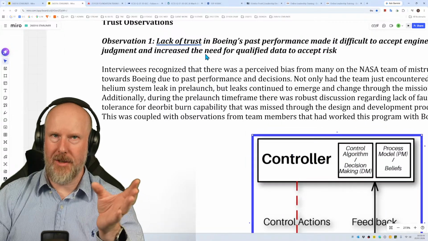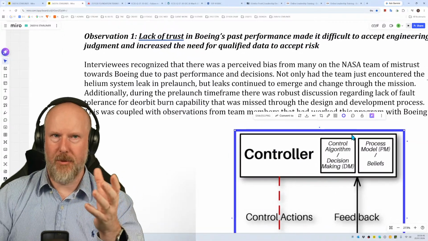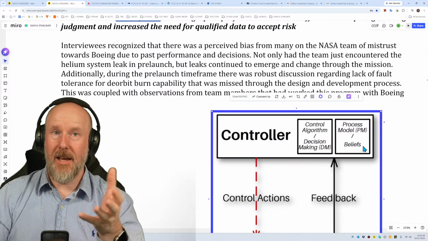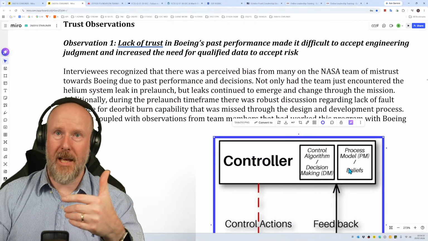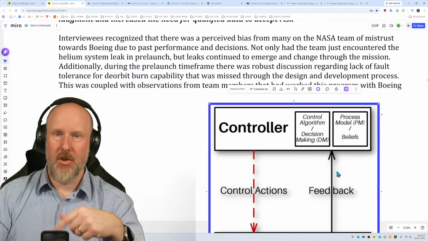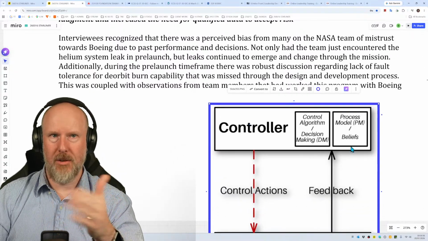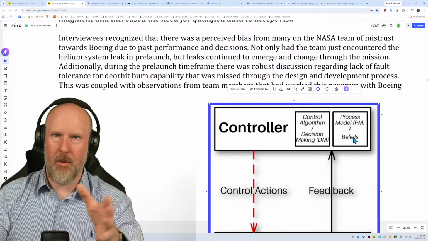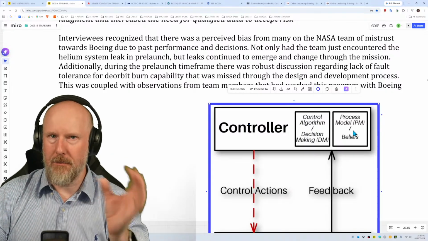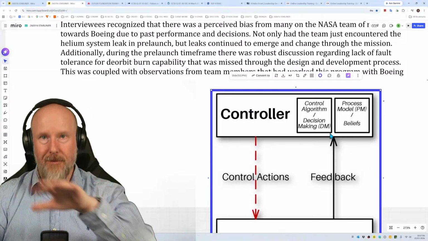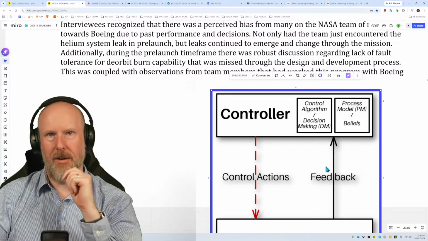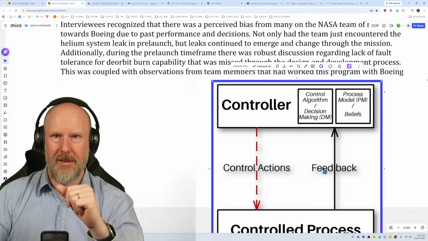So I asked the question about when they say lack of trust in Boeing's past performance, what are we actually talking about? Is it a real, genuine lack of trust, or is it a lack of trust based on some level of inadequate feedback or misunderstanding of what the context is or whether it's relevant or not? And I'm playing devil's advocate to some extent here, but the reason I'm doing it is just to emphasize how we think about things in STAMP, STPA, or CAST.